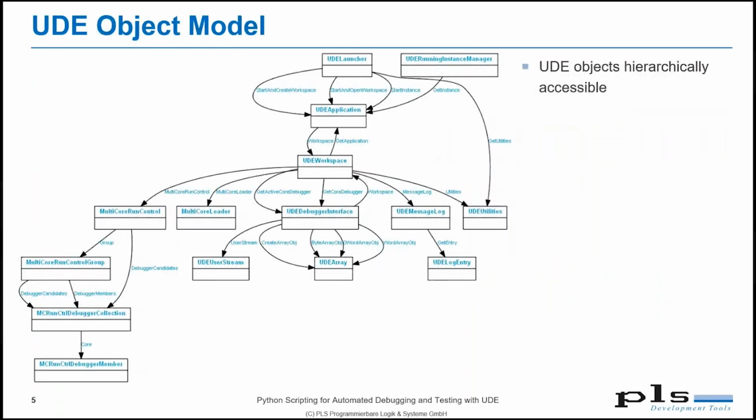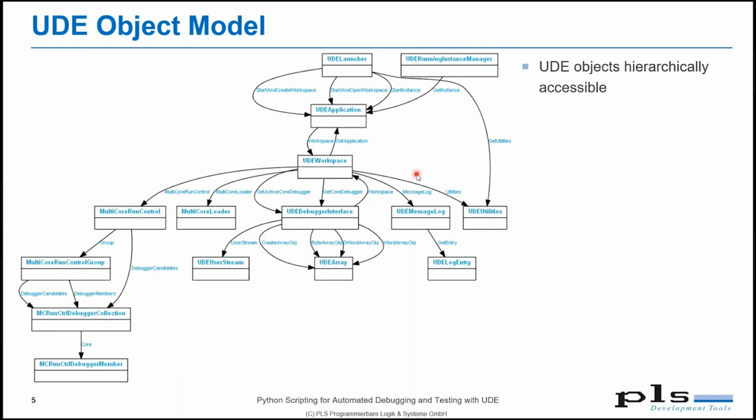So coming to the object model of UDE, that image illustrates only a part of the UDE object model. As you can see, it is a hierarchical structure of objects that are linked together. Each of these objects provides interfaces that give you access to almost all the debugger functions.